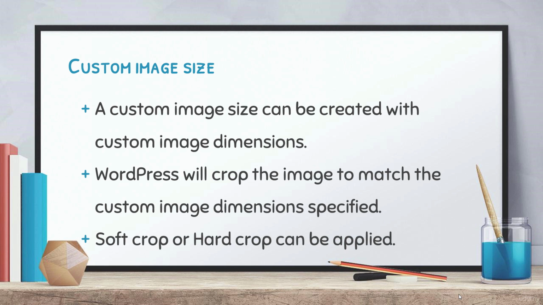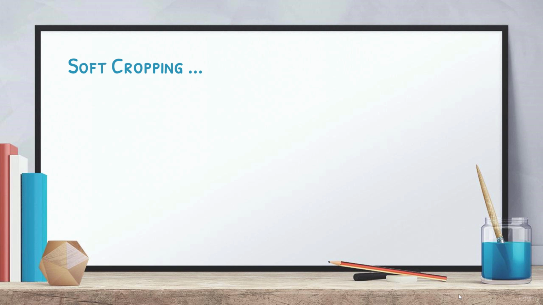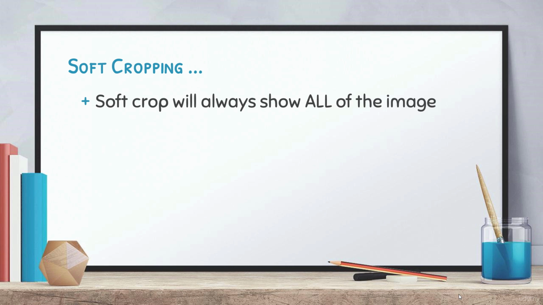Now, there are basically 2 ways how WordPress does this. WordPress can either use something known as a soft crop or a hard crop. Now, what's the difference between a soft crop and a hard crop? A soft crop will always show all of the image. I'm not saying it's going to show the full size of the image, I'm saying it's going to show all of the image. A soft crop will never cut away any part of the image just so that it can match the dimensions that you've specified.